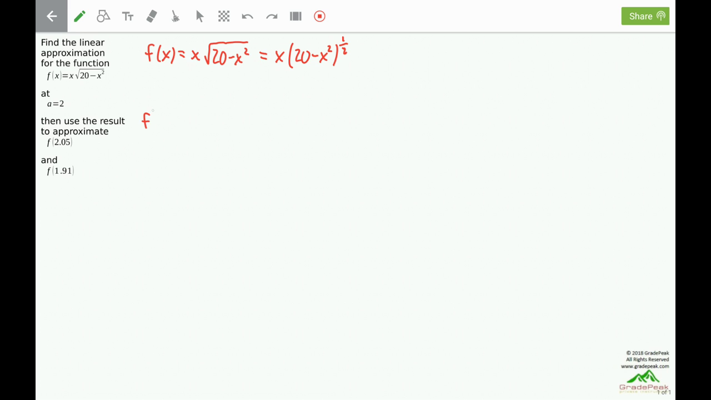The derivative, f prime of x, will involve the product rule. The derivative of the first, the derivative of x, is a 1 times the second left alone, 20 minus x squared to the positive 1/2, plus the first left alone, x, times the derivative of the second, which will be a power rule. Bring down the power, leave the inside alone, subtract 1 from the power, I will call that 2/2, and then multiply by the derivative of the inside to complete the chain rule. The derivative of 20 is 0, the derivative of negative x squared is negative 2x.